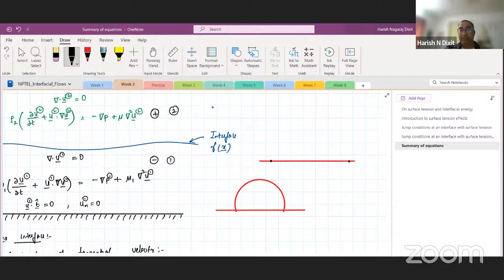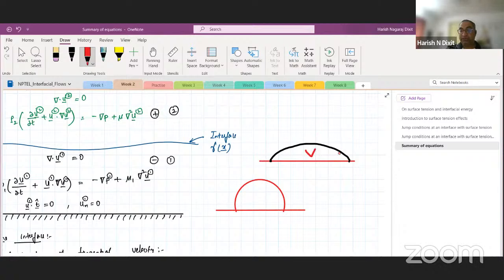Once you've chosen a volume, there is no other option. Of course, this assumes that this is a sphere, but once you've chosen a volume, you have no option but to have a part of a sphere touching these two points. And what will be the shape? The shape of the sphere will be fully determined by what is the volume inside.